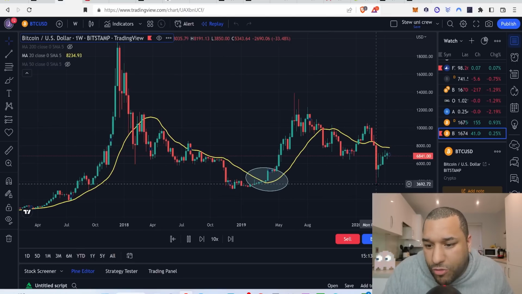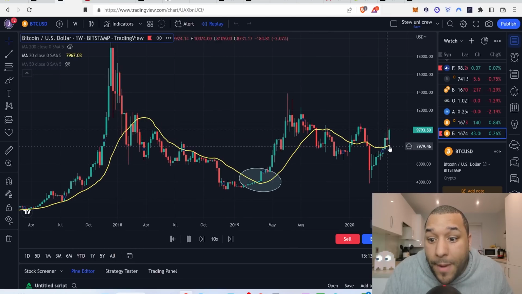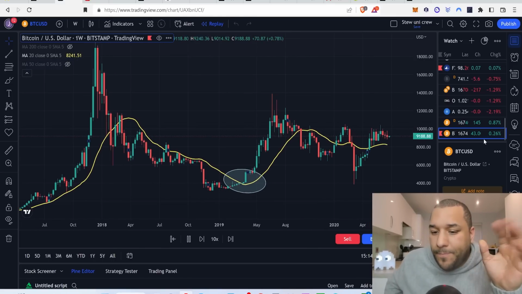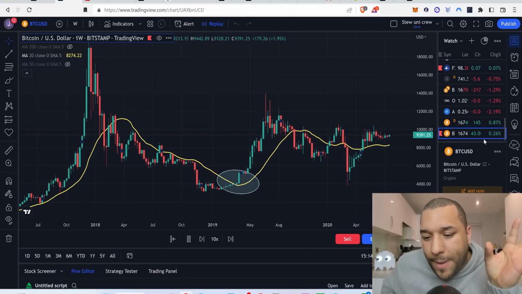Look, there it was, bang, that was the crash. And then from there, we broke above right here. We broke above the yellow line. And then from that break above again, things went parabolic.